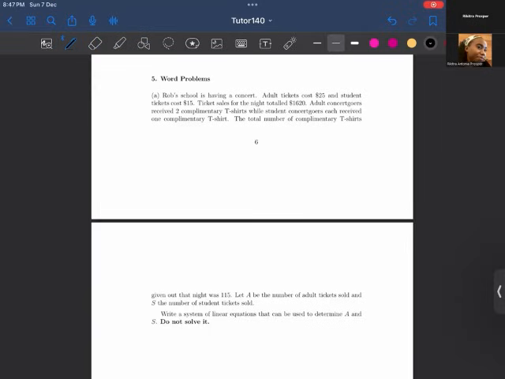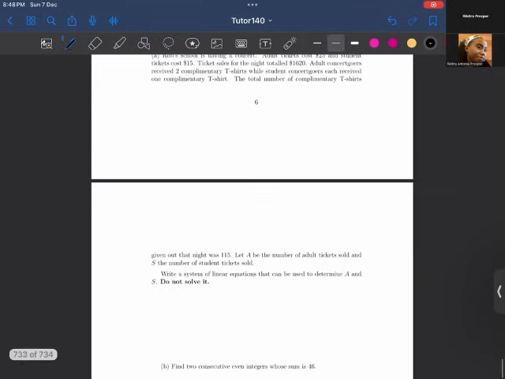So, what I like to say is put money with the money, right? So, adult tickets cost $25. They want A to be the number of adult tickets sold, right? So however many adult tickets were sold, we know that 25 was for each ticket.